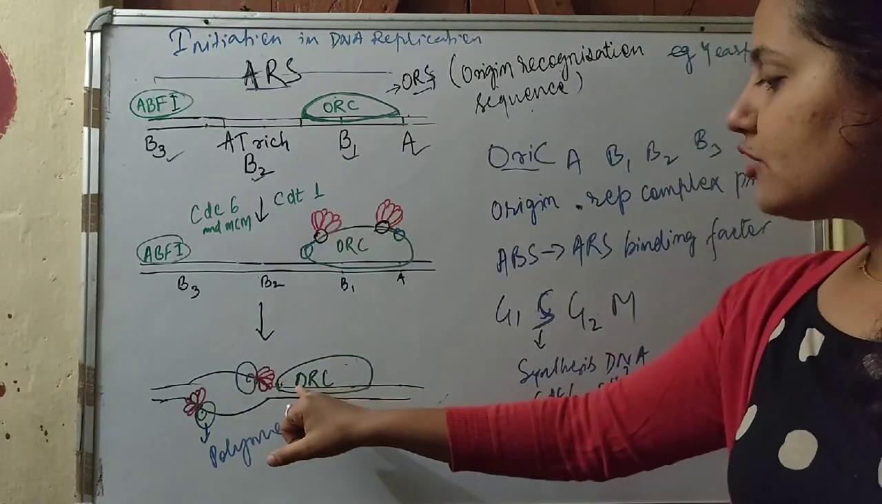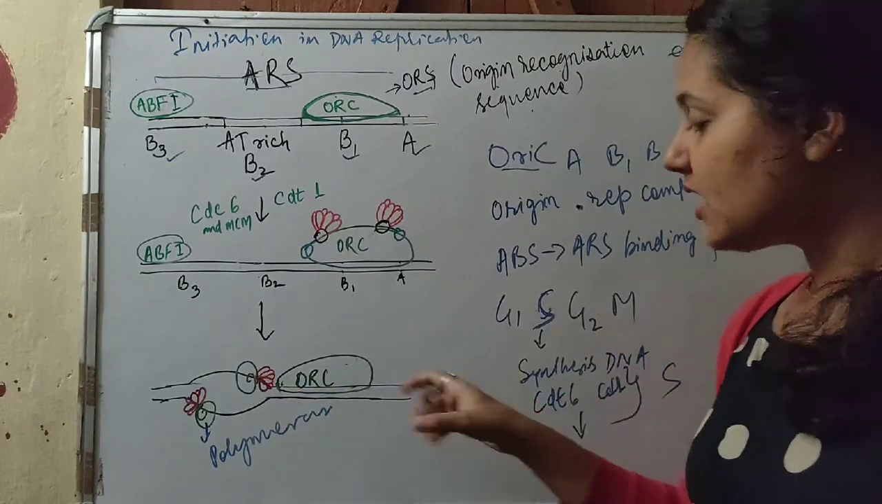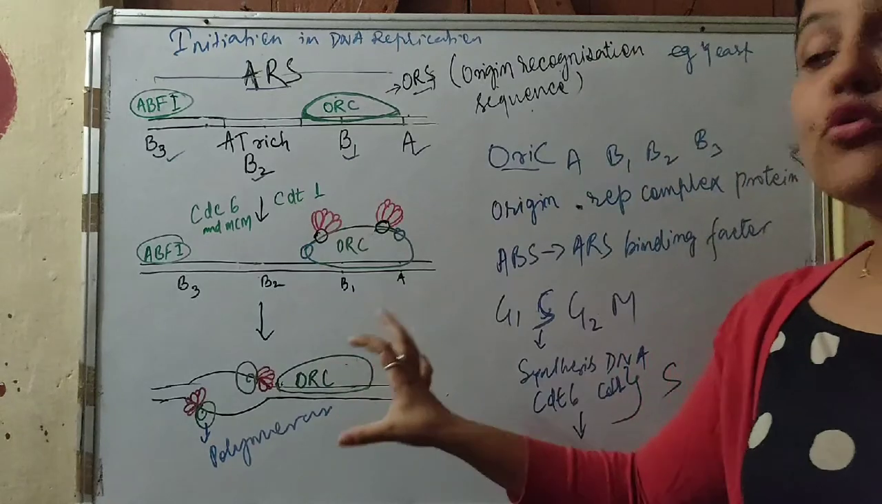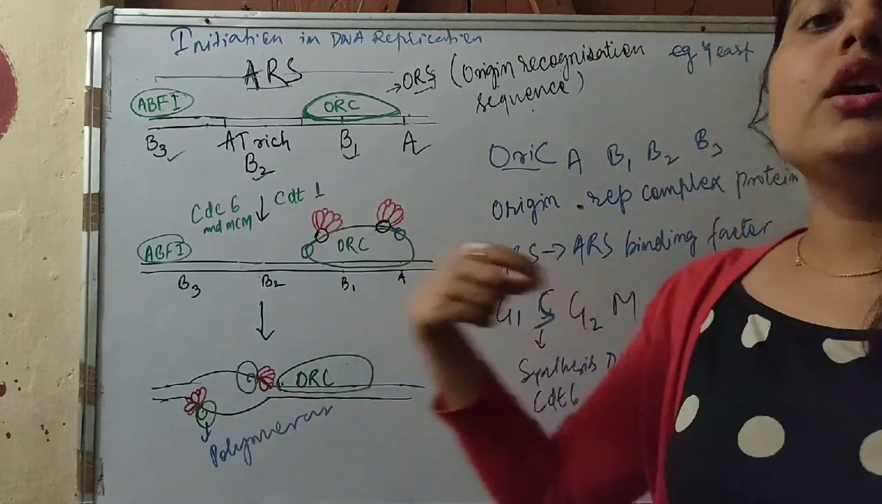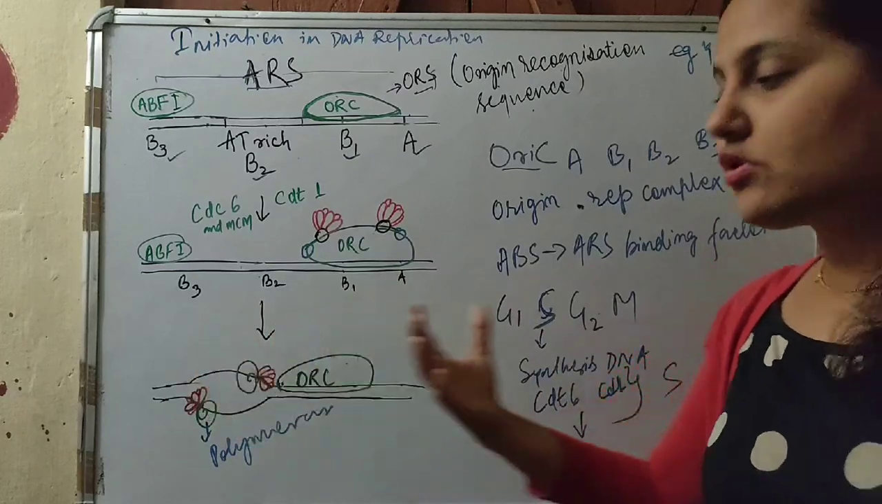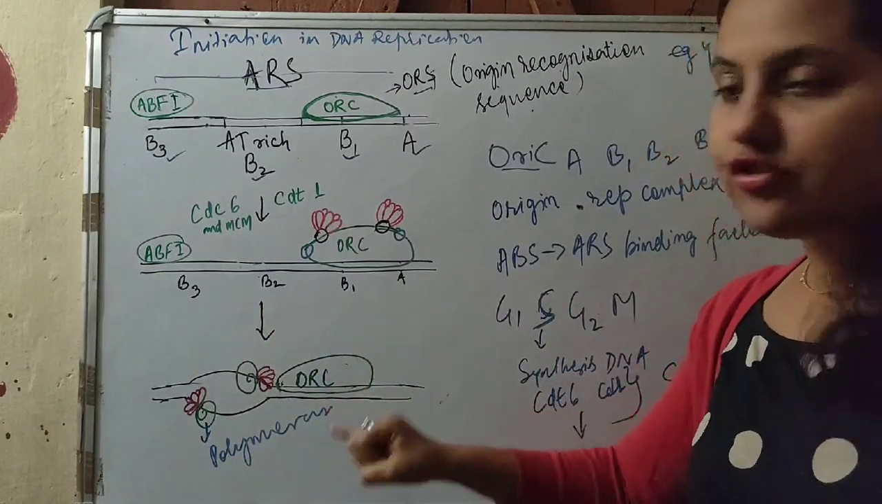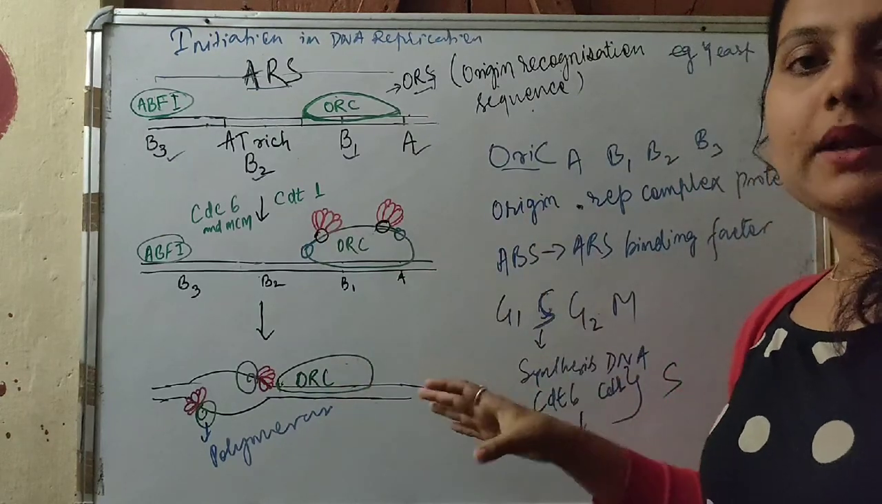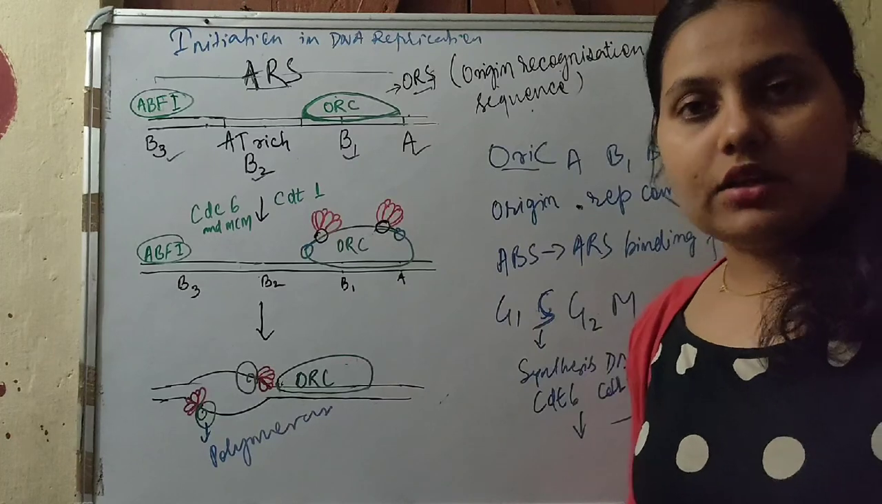Another thing, this protein is known as origin replication complex because it is found to be bound to the DNA throughout the regulation process or the synthesis of the DNA. That is why it is known as origin replication complex. It is helping in the origin and also in the replication.